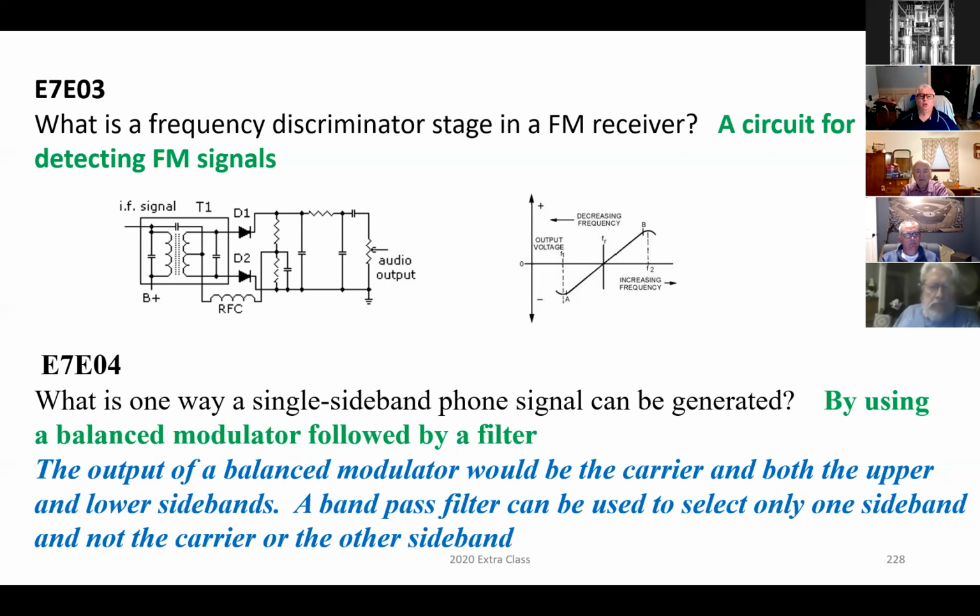Okay, what is one way a single sideband phone signal can be generated? By using a balanced modulator followed by a filter. The output of a balanced modulator would be the carrier and both the upper and lower sidebands. A bandpass filter can be used to select only one sideband and not the carrier or the other sideband.